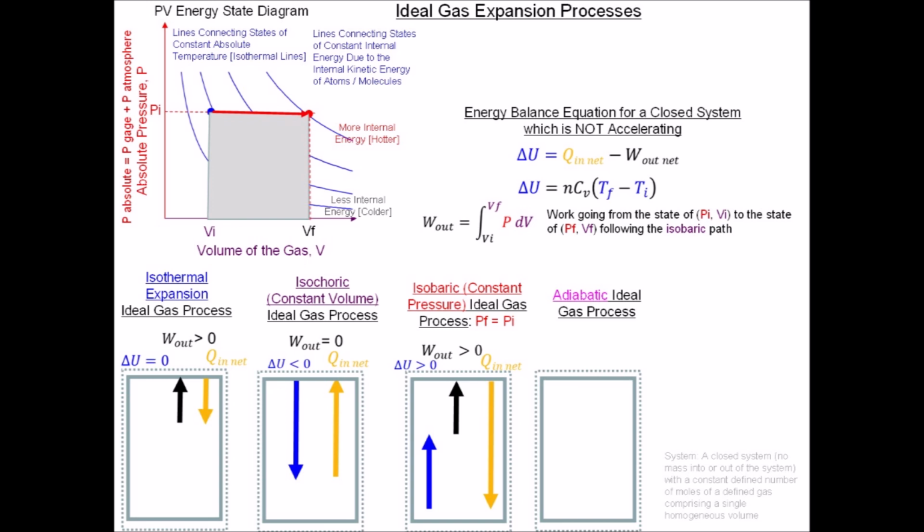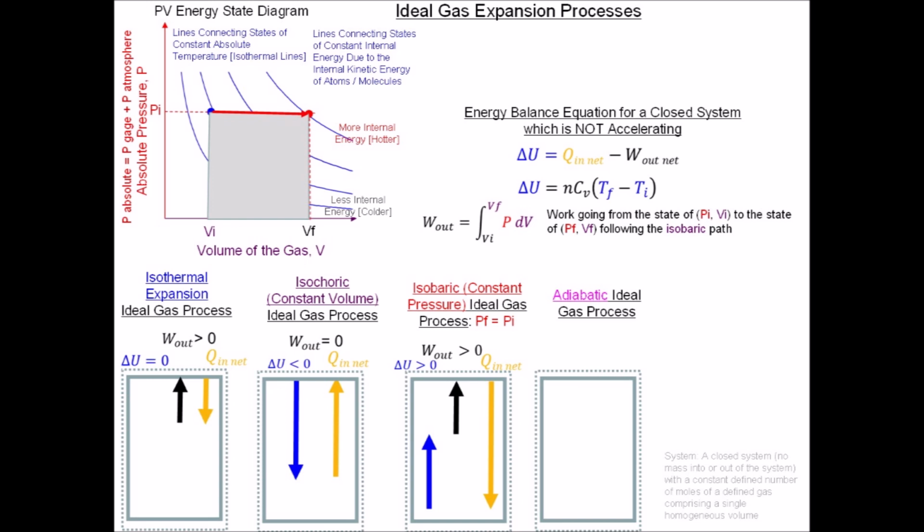If you recall from the isobaric video, the ratio of the energy in terms of heat in compared to the delta U is the ratio of C sub P to C sub V. And the ratio of delta U to work is the ratio of C sub V to R.